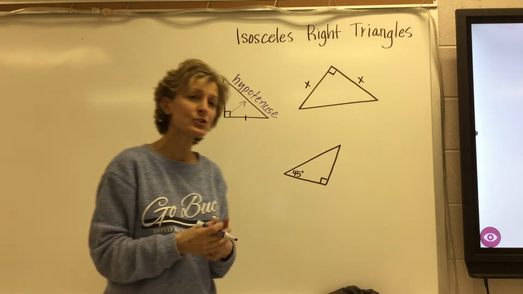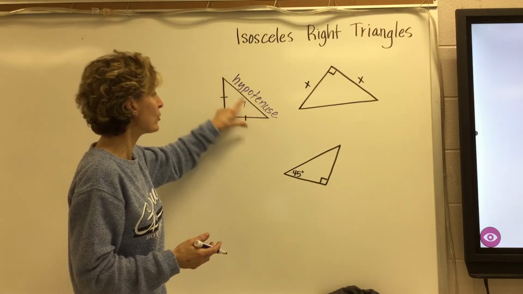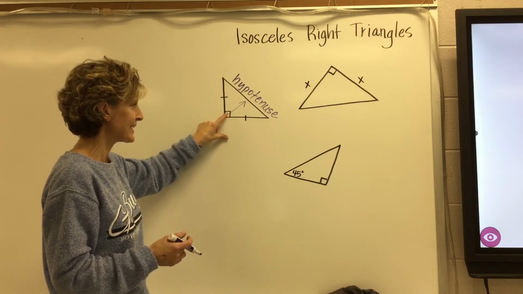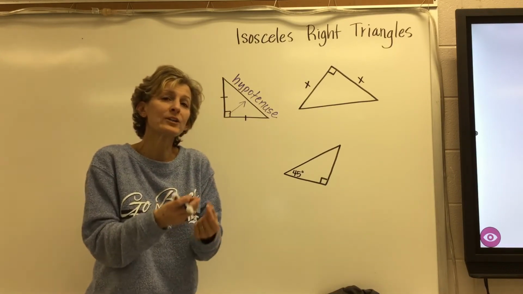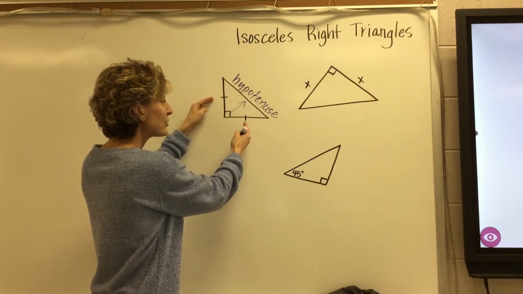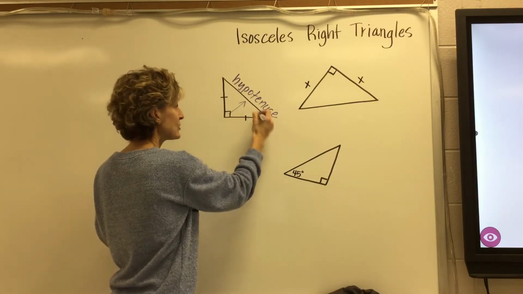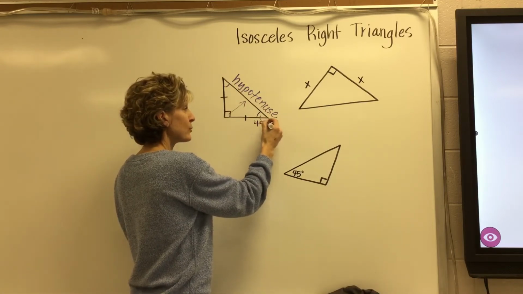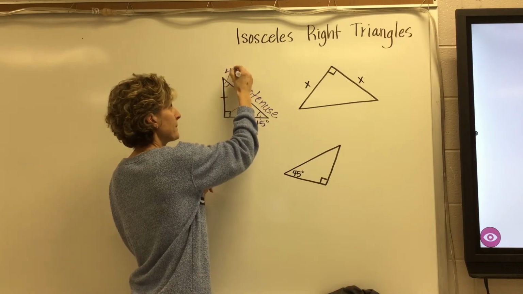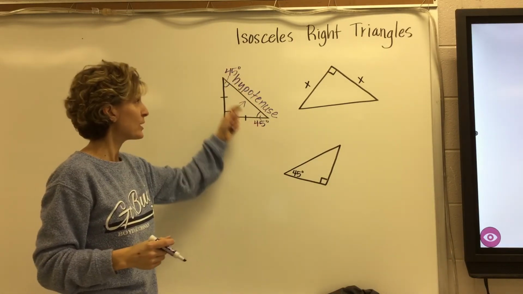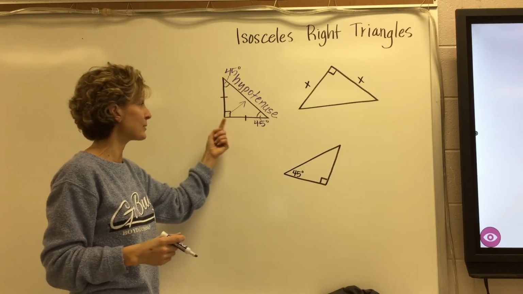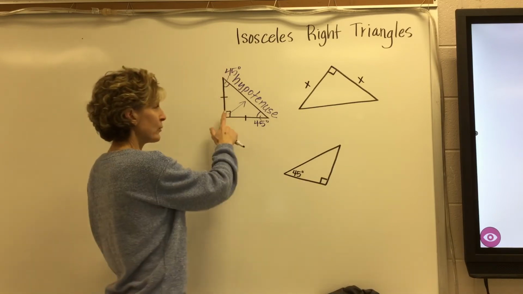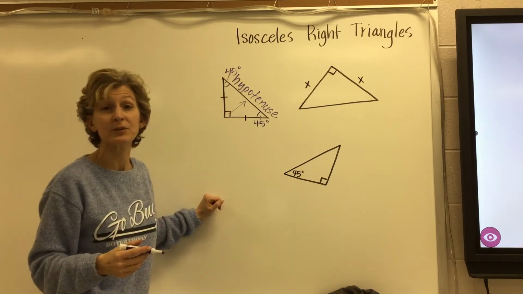And if I asked you to tell me the other two angle measures, could you do it? Well, if this is 90, and if this is an isosceles right triangle, if these two sides are congruent, these two angles are congruent. And that means they each will be 45. Think about that. Right? Because 45 plus 45 is 90. 90 plus 90 is 180. So in an isosceles right triangle, you will have a right angle and you will have two 45-degree angles.